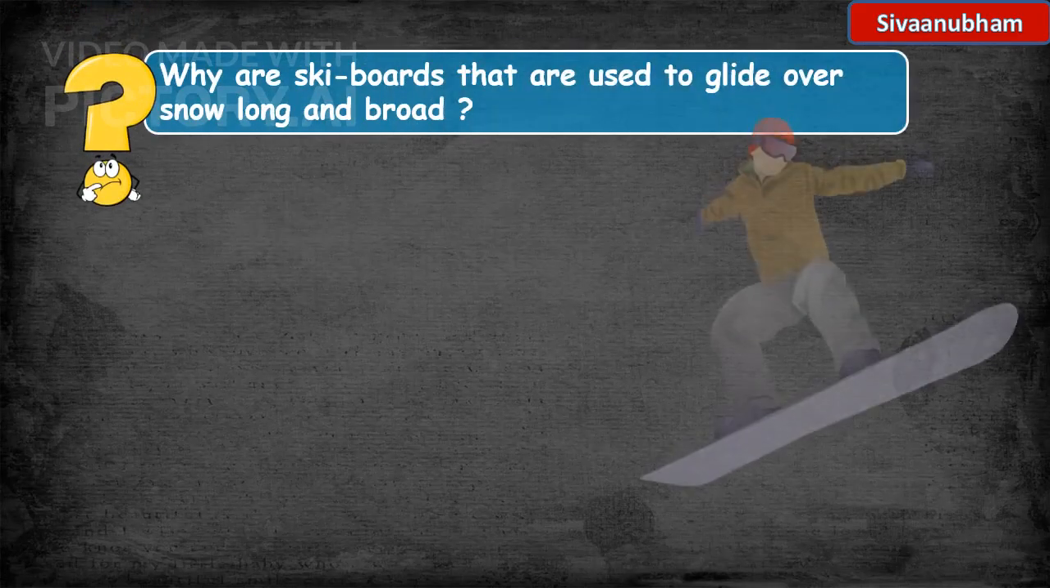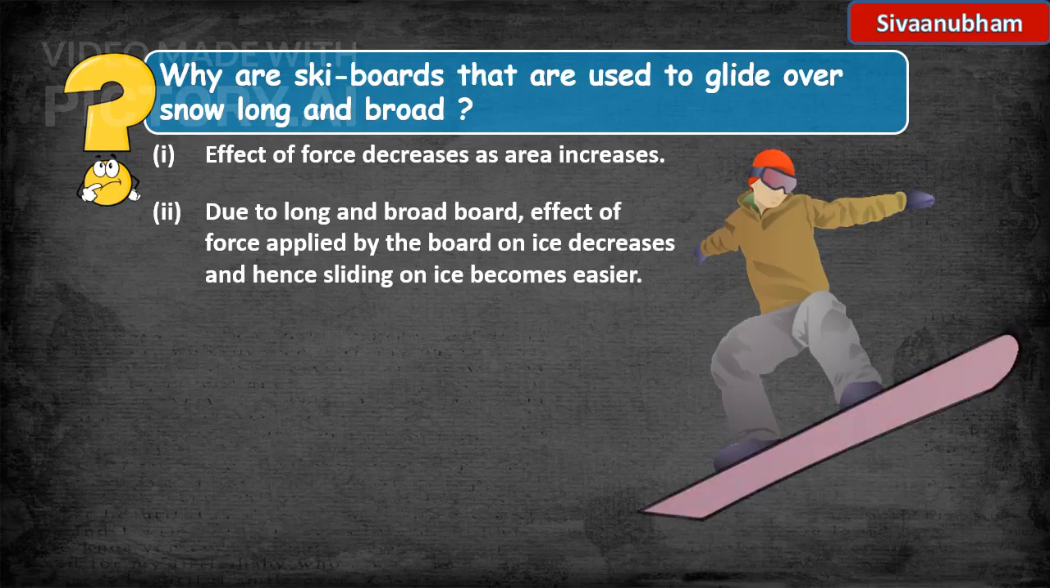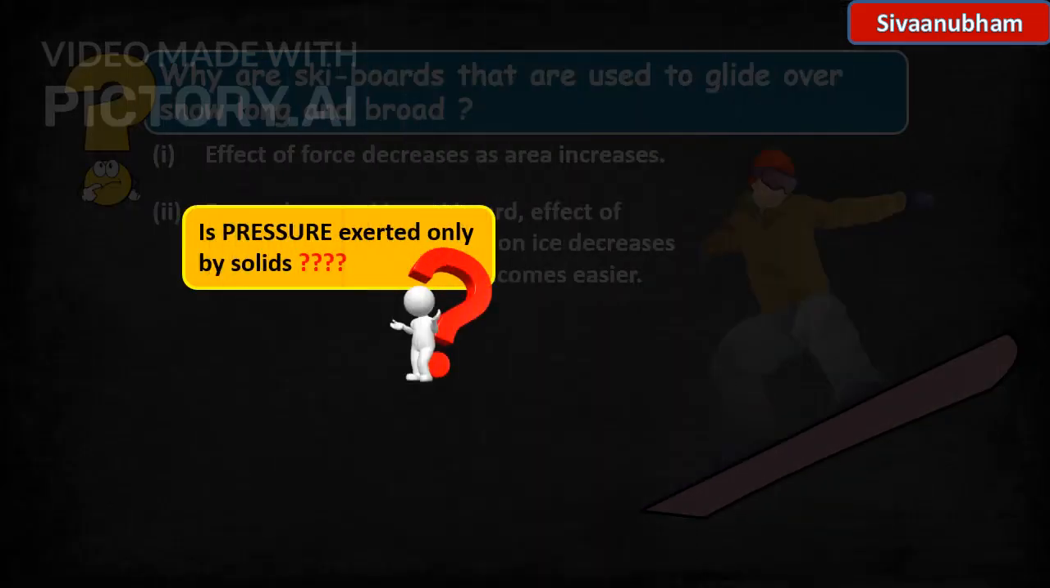Pressure is not only exerted by solids but also by other states of matter. Ski boards are designed long and broad to decrease pressure on snow, making gliding easier. This principle of pressure reduction is crucial for efficient movement over surfaces.